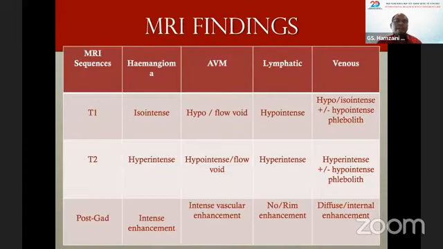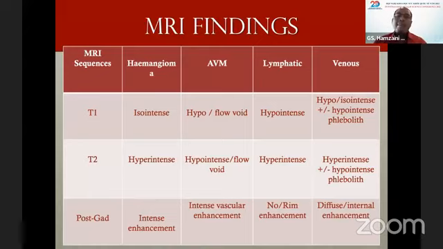MRI findings. On T1, if we are talking about hemangioma, they are usually iso-intense or slightly hypo-intense to the muscle. And on T2, it is usually hyper-intense. And post-gadolinium, usually they will enhance intensely.